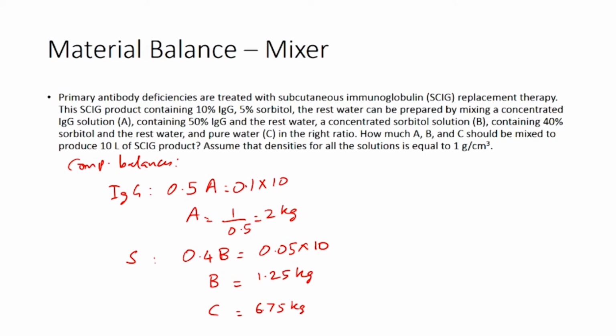So, these are the masses which have to be mixed to get your final product, which is 10 kilograms of SCIG product. So, you can also convert them back into volume, so that you can give the values as liters instead of kilograms. So, the values would be 2 liters, 1.25 liters and 6.75 liters of A, B and C, finally giving you a total volume of 10 liters of SCIG product.